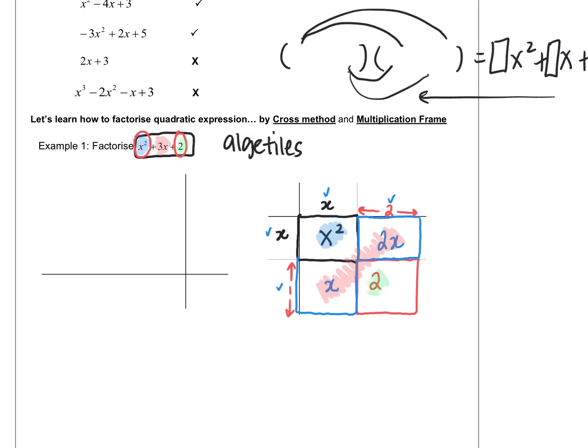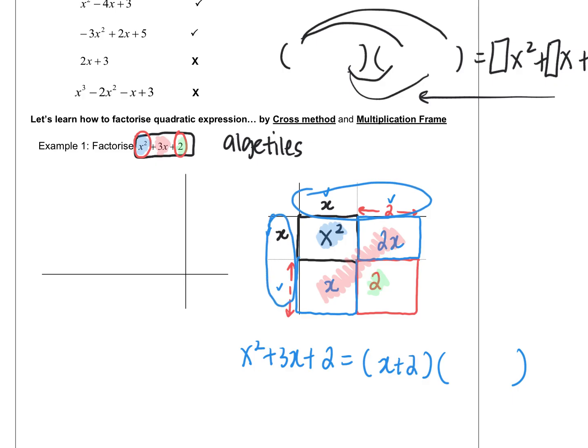So what is the dimension of this tile? What is the dimension of this box? What is the dimension? x plus 2 by x plus 1.